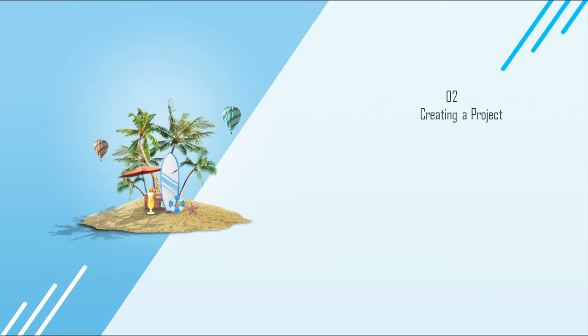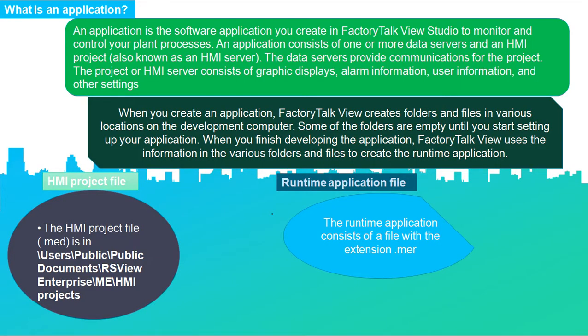Let me start with creating a project in this. How to create a project. See, first there are two kinds of project right there. One is an application and the other is a project. This is called the HMI project. First, it's in this way. An application is a project here.